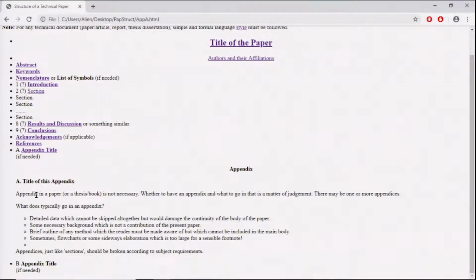So, as I told you, appendix in a paper or even a thesis or a book is actually not necessary, but quite often it is there. So, whether to give an appendix or not, and if we give, then what to go inside it, that is a matter of the author's judgment. Okay? And of course, there may be one or more appendices. Now, what typically goes in an appendix?